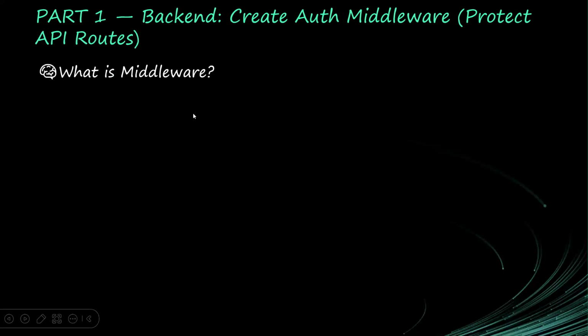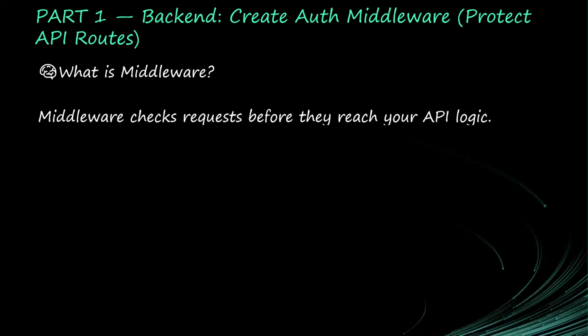Okay, so what is middleware? Middleware checks requests before they reach your API logic. So middleware is like a middleman. When the front end makes a request to your back end, before it gets to that endpoint, let's say the user wants to check their profile. Before it will hit the profile endpoint or the profile route, the middleware will first of all do some checkup, will check some things before pushing it to the profile page.